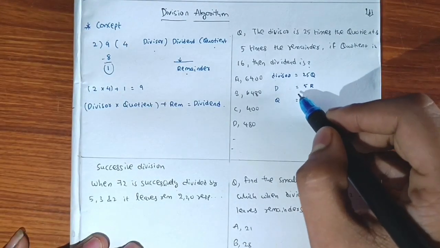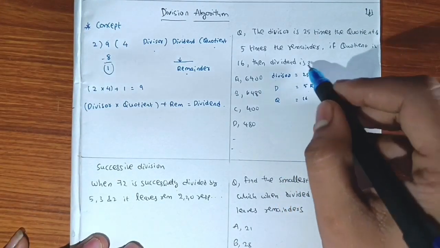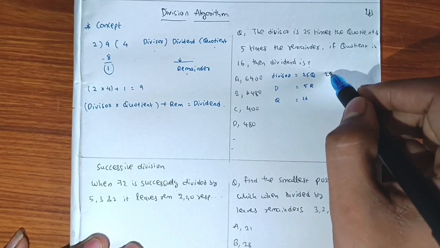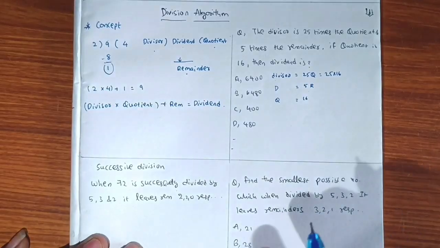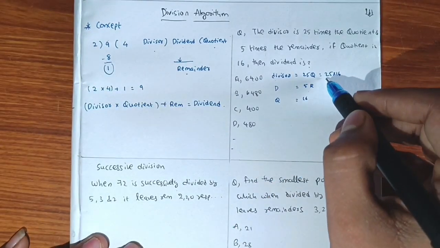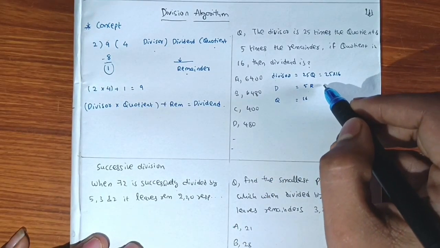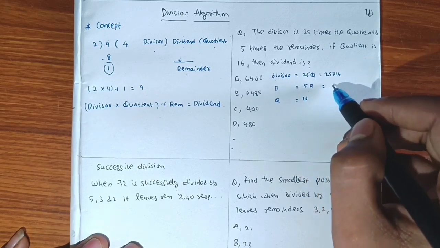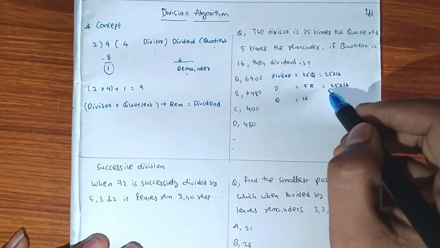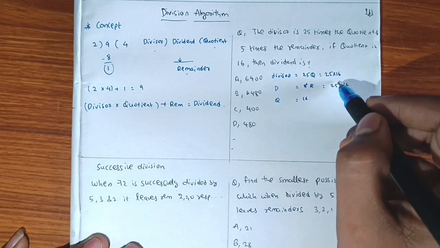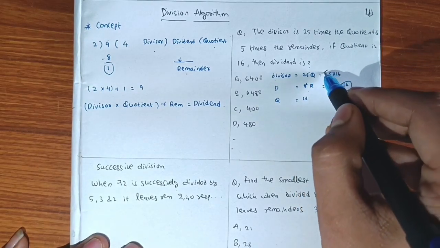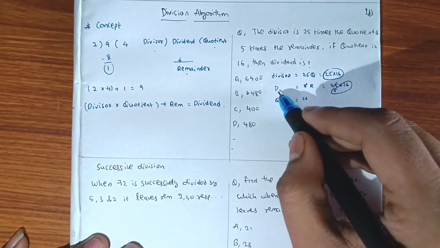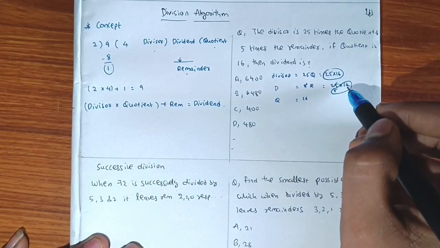Here the quotient is given as 16. Applying it, 25 into 16 will be the divisor. Now the same divisor equals 5 into r, so the remainder r will be 5 into 16. The divisor will be 25 into 16, and the remainder will be 5 into 16.